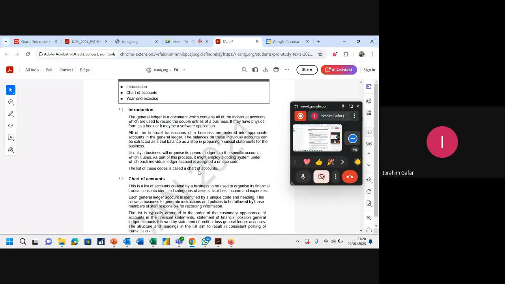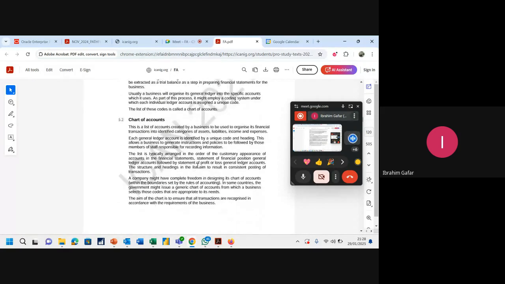So we have a chart of accounts. We all know chart of accounts, right? Your chart of accounts still boils down to the asset, liability, income, expenses.